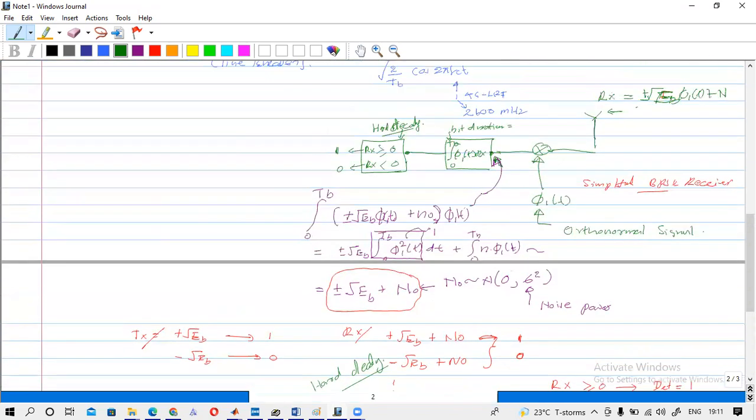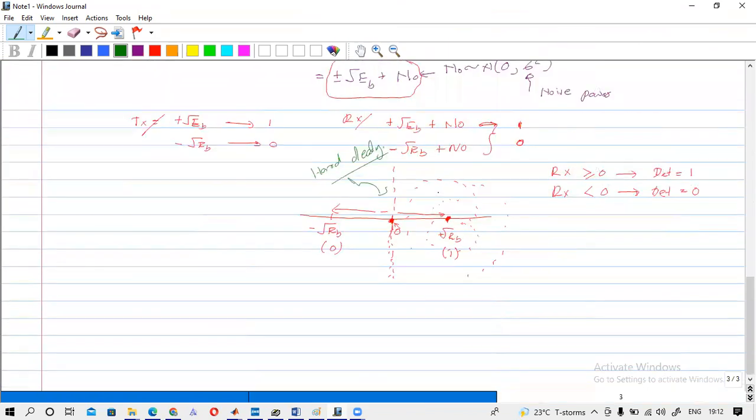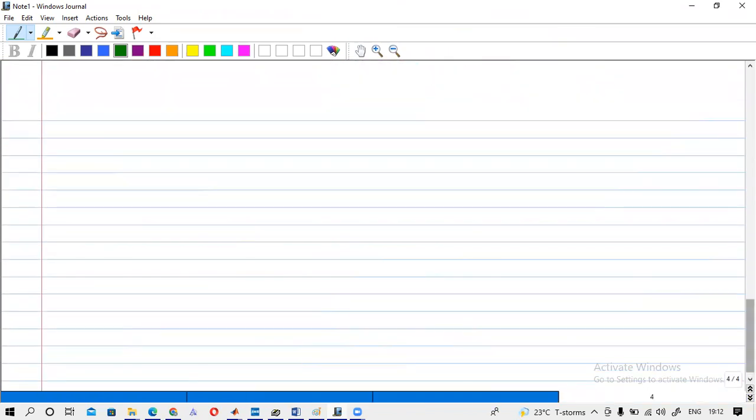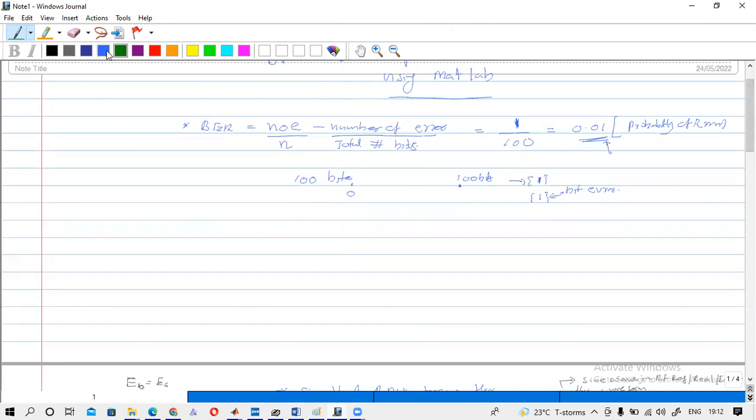So that is the block diagram. Those are the required stages for our simulation. This is actually a simplified BPSK transmitter. All the stages are not mentioned here. Now you can see that we have already discussed that.